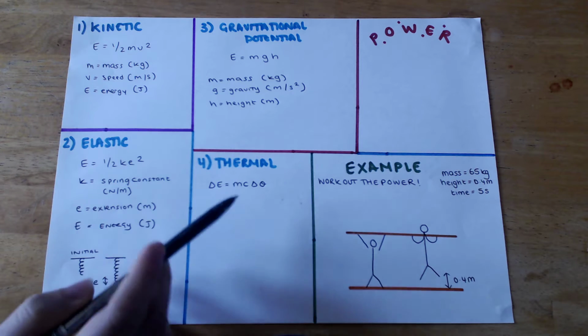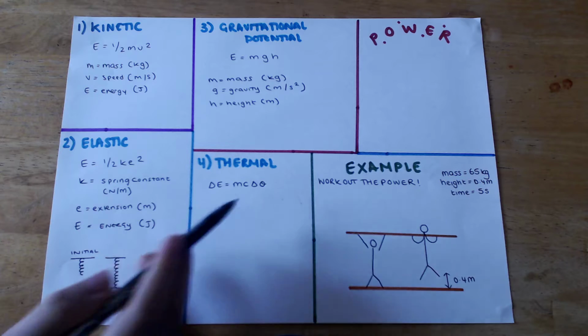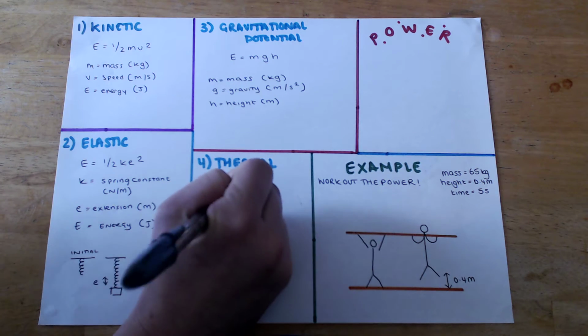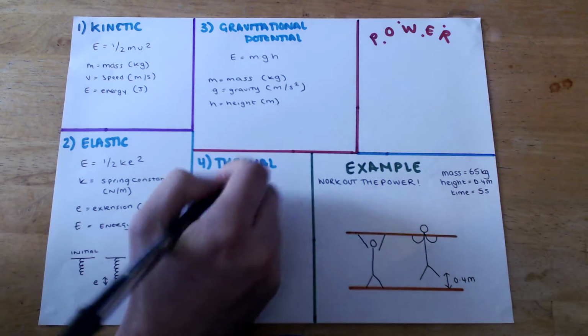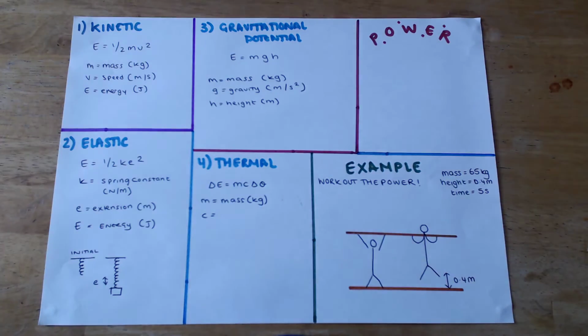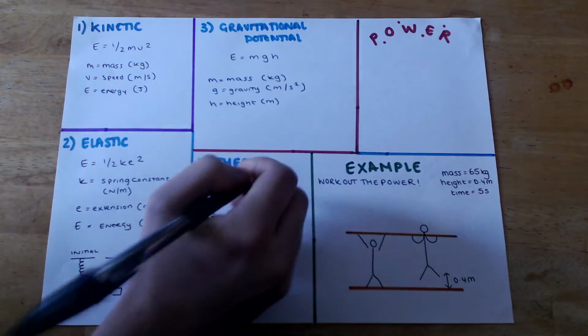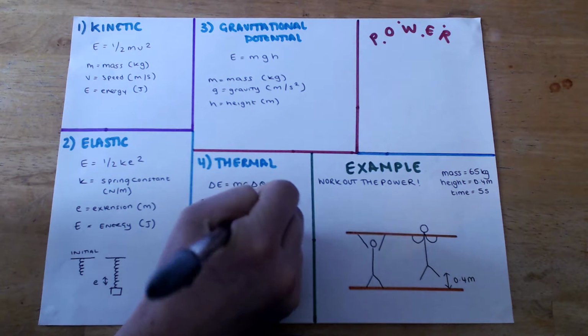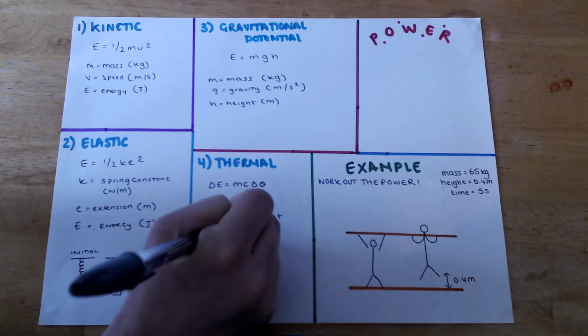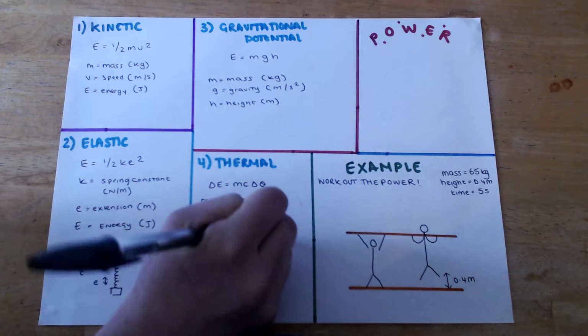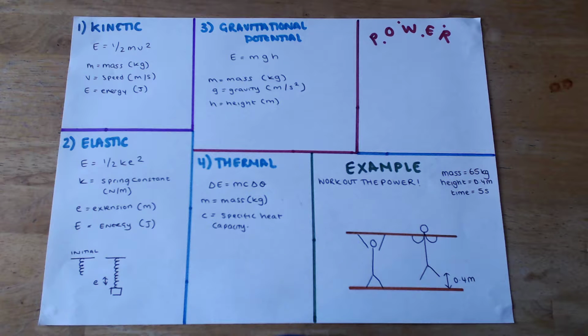So again, as we did before, let's find out what these things mean. Again, we know m is the mass, measured in kilograms. And c is quite an interesting one. c is the specific heat capacity. Okay, so pause the video and let me know what you think the specific heat capacity is. Okay, hopefully you've unpaused the video now.